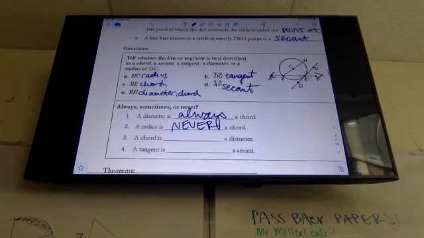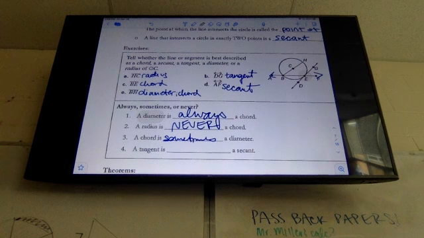What about a chord is blank a diameter? Sometimes. That says sometimes. I know it doesn't look like it. Wait, I have a question. How is that sometimes but the first one's always? On the first one, I'm talking about the more specific thing. A diameter is the more specific thing. So a diameter is always a chord.